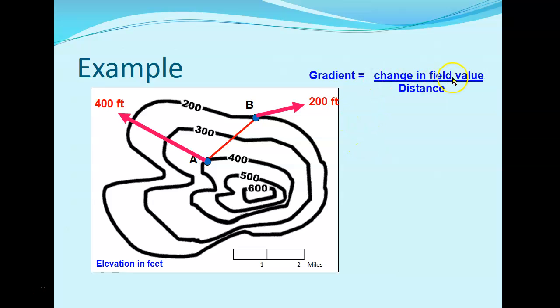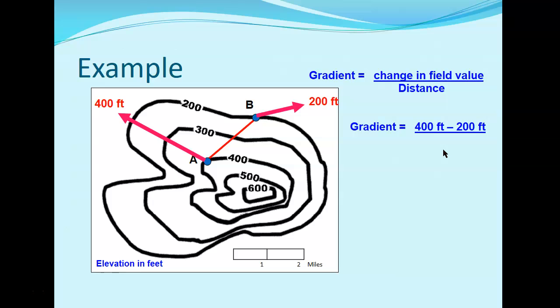So the first thing I want to do is, what's my change in field value? Meaning, what is the difference between the elevation of these 2 points? Well, if I look, A has an elevation of 400 and B has an elevation of 200. Well, if I do 400 minus 200, obviously that would be 200. Now I got to figure out what my denominator is, and that is my distance.